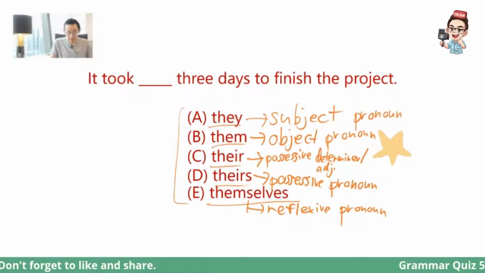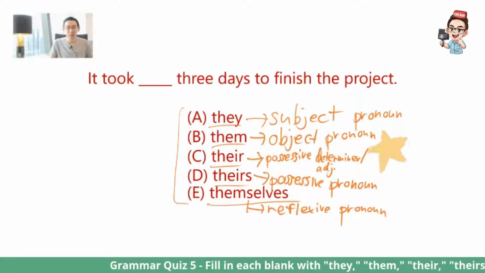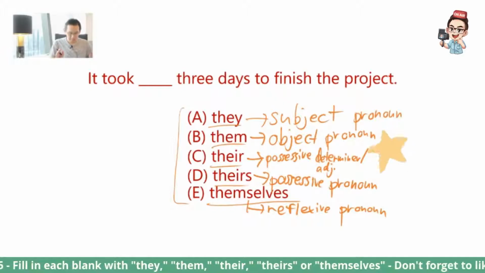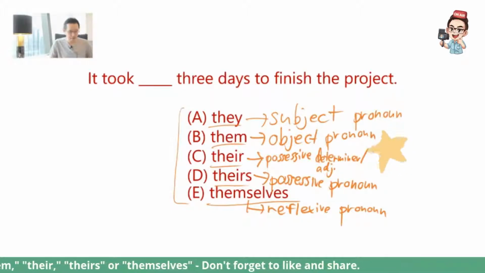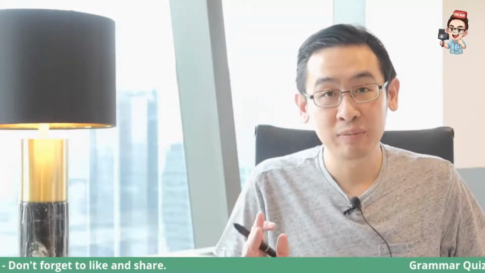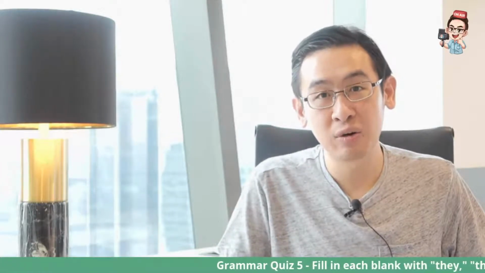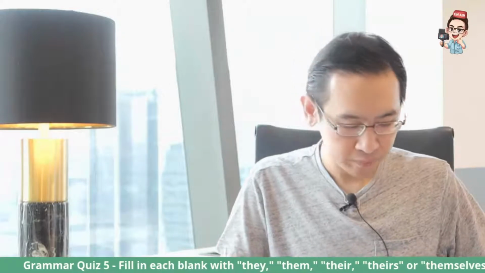So the first one, they, is what? A subject pronoun. So a subject pronoun is a word that we use to replace the subject of that sentence. So normally we write a noun as the subject of the sentence, right? And we can replace it with a pronoun so that we don't have to repeat the subject all the time. So we use a subject pronoun. All right.